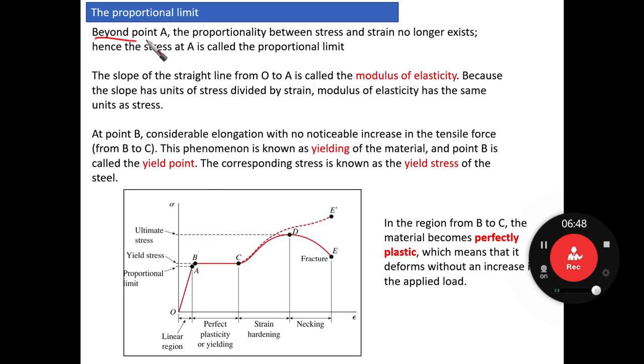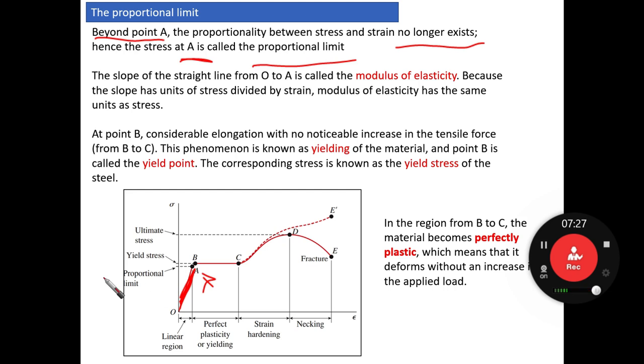Beyond point A, the proportionality between stress and strain no longer exists. Before that, there was proportionality between stress and strain. After that, this proportional relation does not exist anymore. Hence the stress at point A is called the proportional limit.